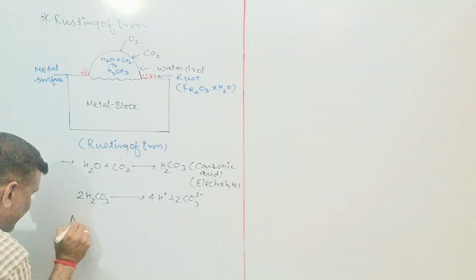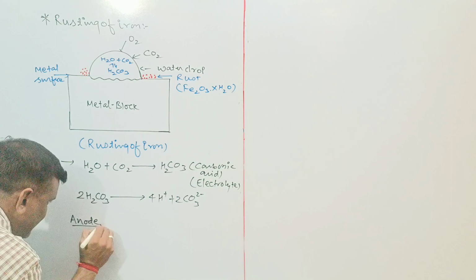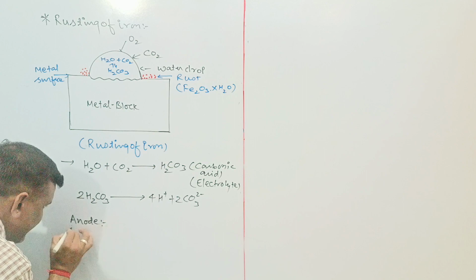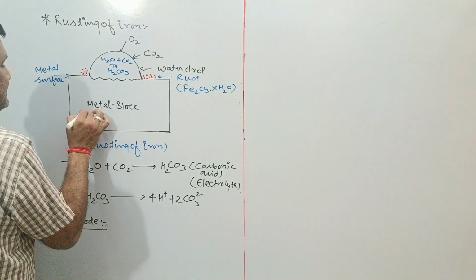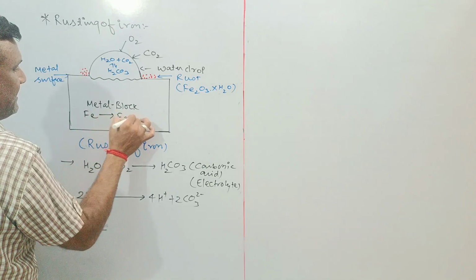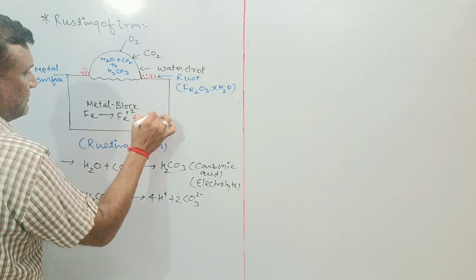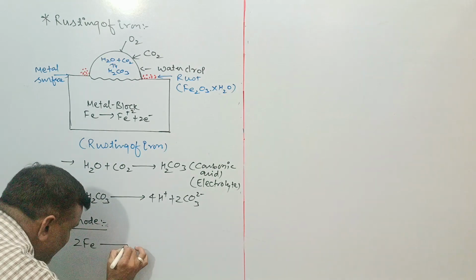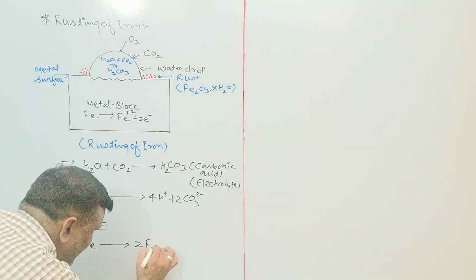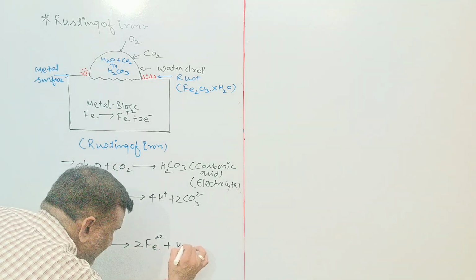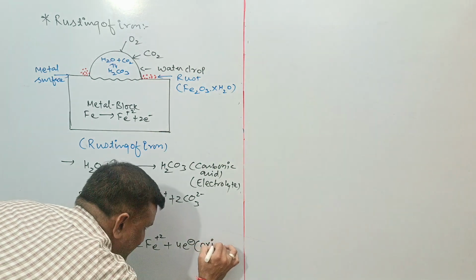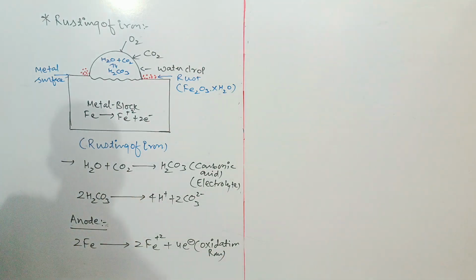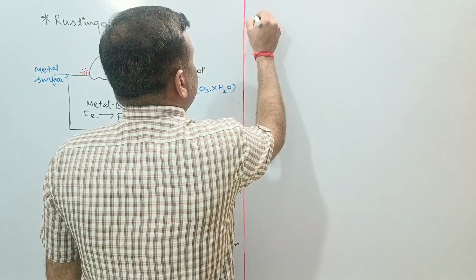First of all, we'll go with the anode, and the metal surface acts as an anode. Anode means here there will be oxidation, loss of electrons. So Fe changes into Fe plus 2 by the loss of 2 electrons. As an anode we will take 2 of Fe according to stoichiometry. Here is 2 of Fe plus 2 with the loss of 4 electrons, and this process is called oxidation reaction.